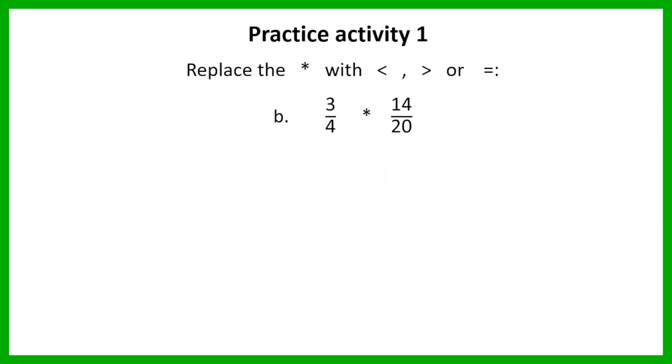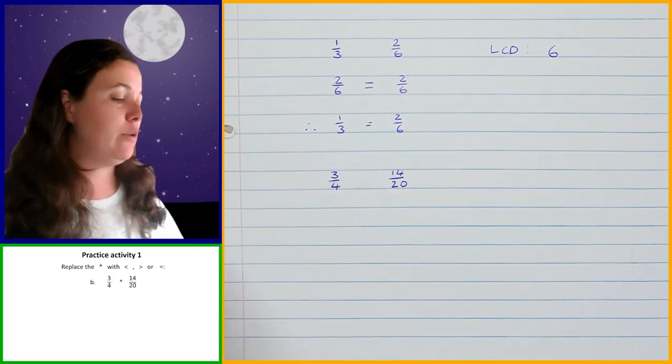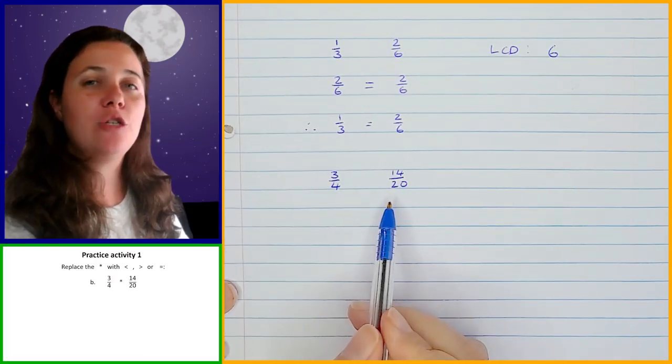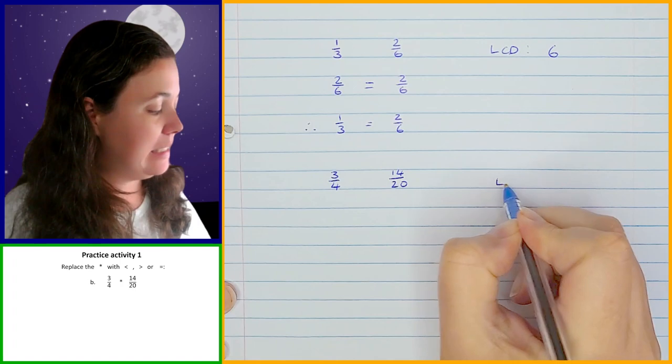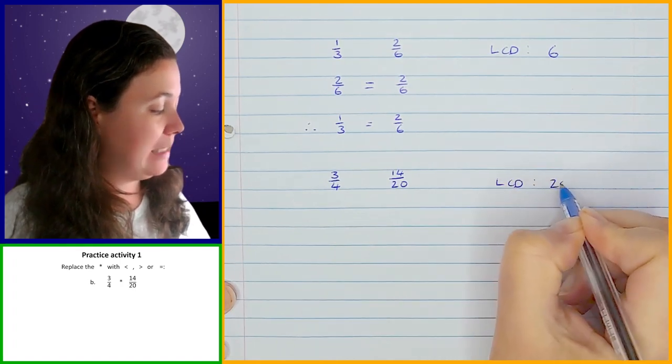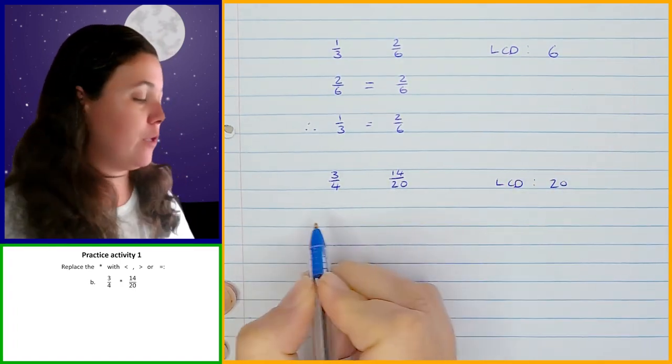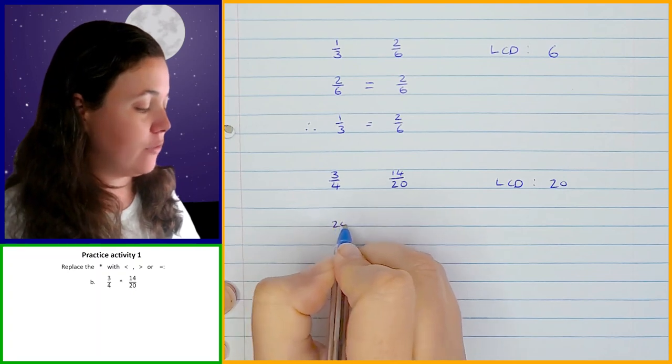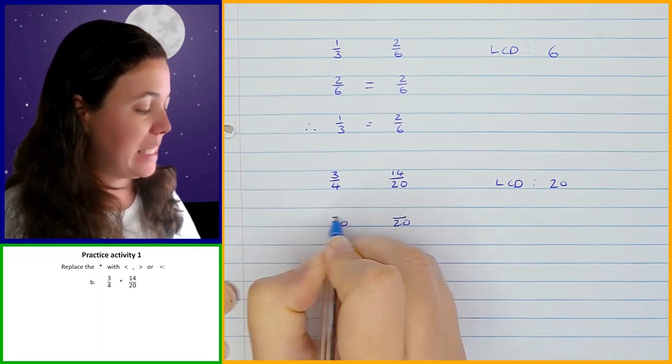Okay, so let's go through that example. So here we've got 3 quarters and 14 over 20. You should have found that your LCD is 20 in this example. So we're going to make sure that both of these have got denominators of 20. And that's what we're going to compare.